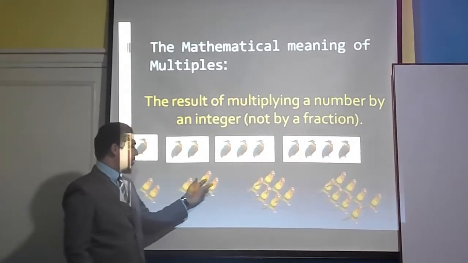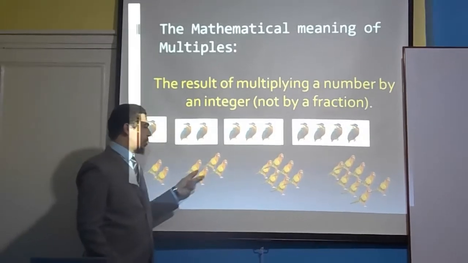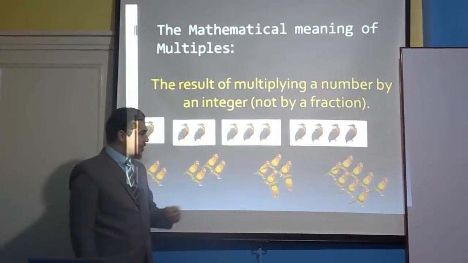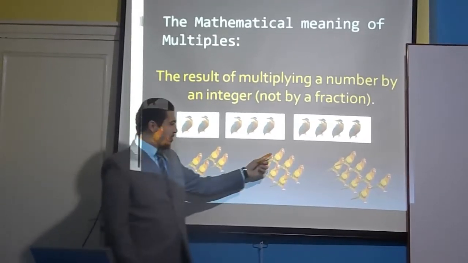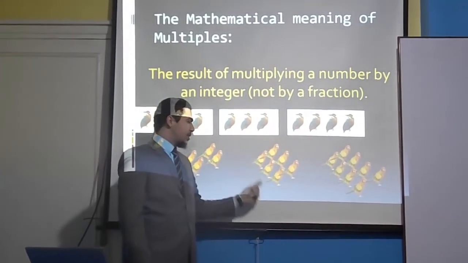And another example for this, we have 2 birds. We repeat them 2 times. 2 birds repeated 2 times, we will have 4. And the third one, we have 2 birds, the first 2 birds repeated 3 times, and we can see the multiple is 6.